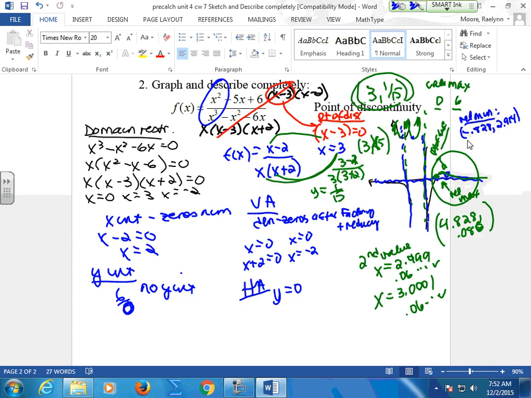So now we should have all the parts that we need. The little guy on the left-hand side has no max or min because it's a smooth increasing, decreasing type thing. Let's see if we can find a range. So what do you think the range goes to? Negative infinity to something. To where?